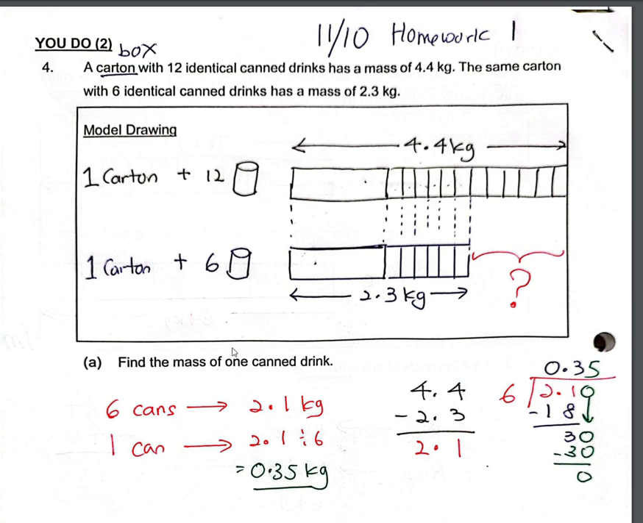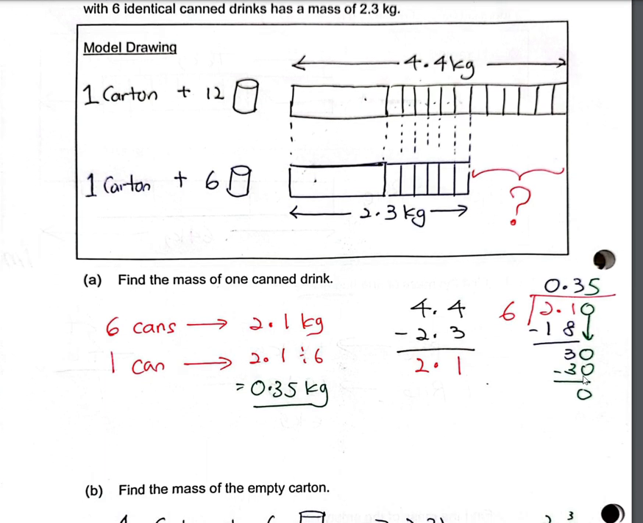To find out the mass of 1 can of drink, I divide this number by 6. I get 0.35 kilograms. This is my working. 6 times 3 is 18. 21 minus 18 is 3. I add in a 0, bring it down, 30. 6 times 5 is 30. I subtract, I get 0. So the mass of 1 can of drink is 0.35 kilograms.